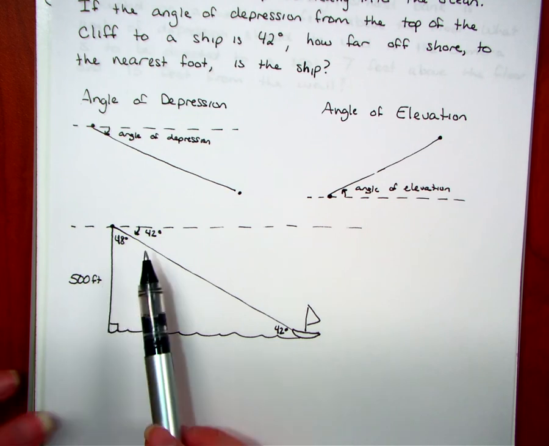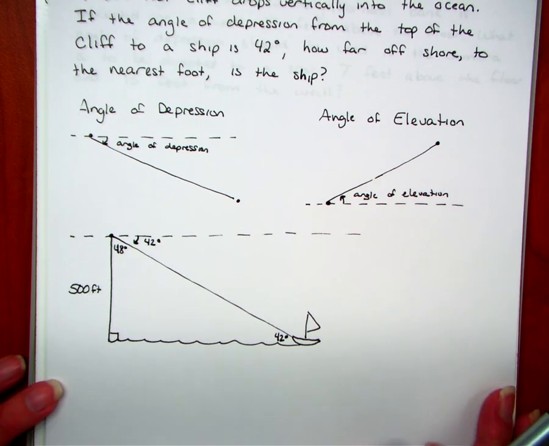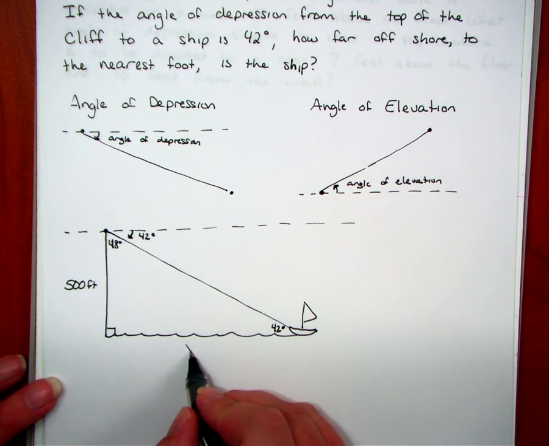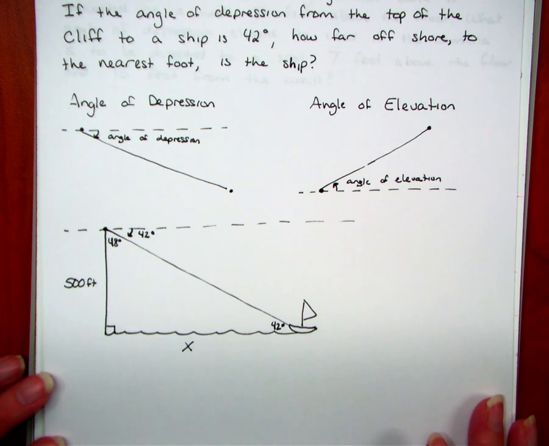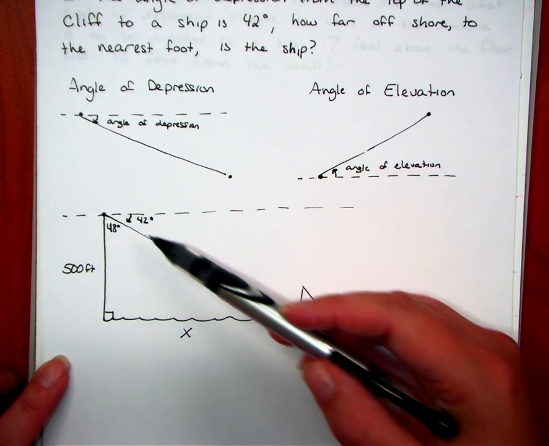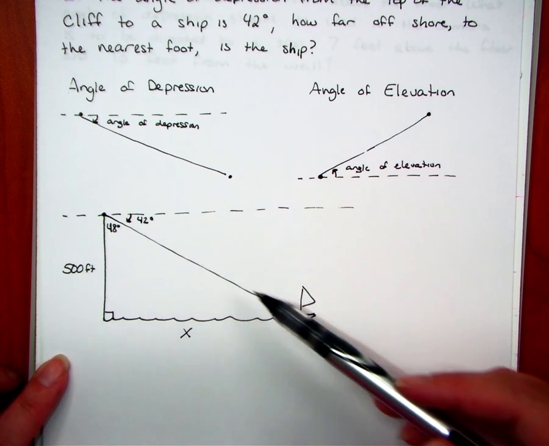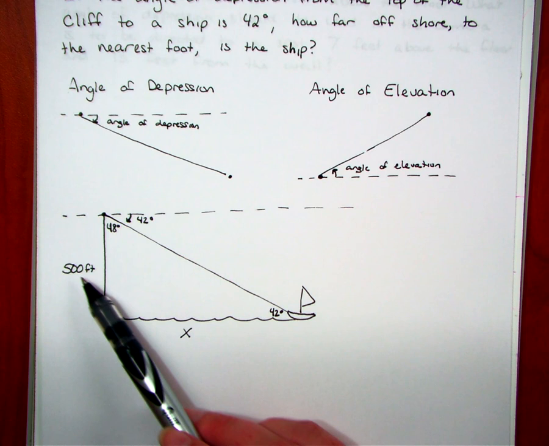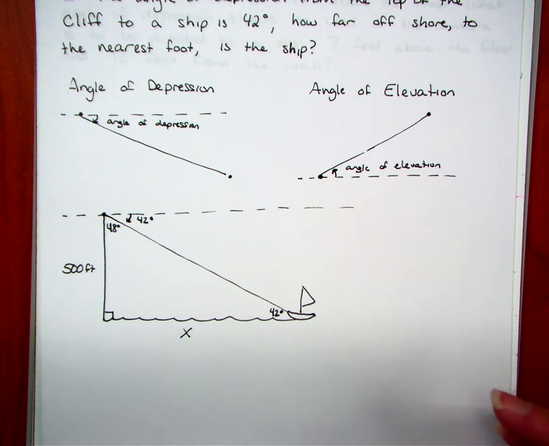The question is, how far offshore to the nearest foot is the ship? So how far away from the cliff is the ship? So I want to know this value. We weren't given the hypotenuse at all. We weren't asked for the hypotenuse. So the trig function that we're going to use is the one that uses opposite and adjacent sides. So we could use tangent, or we could use cotan.